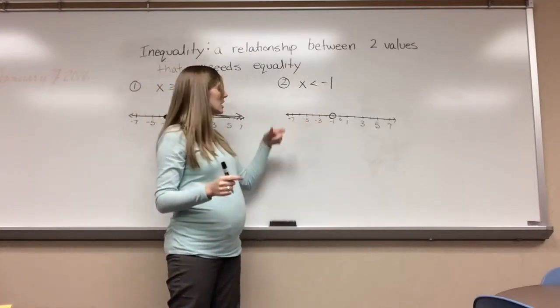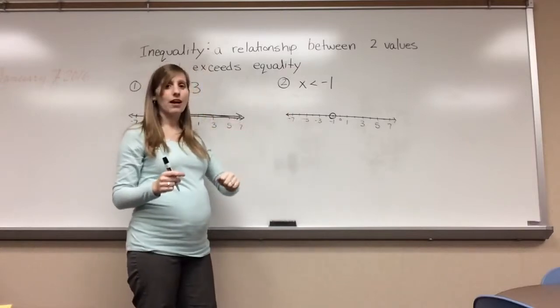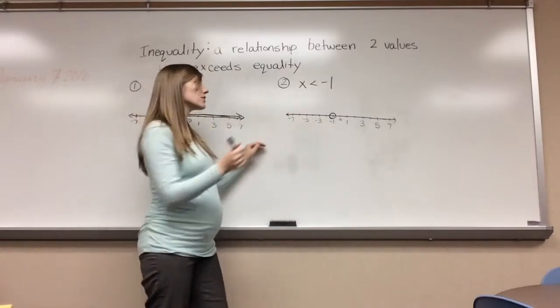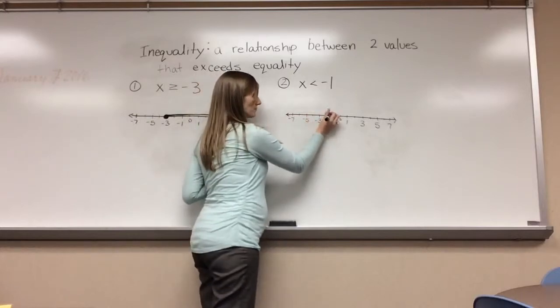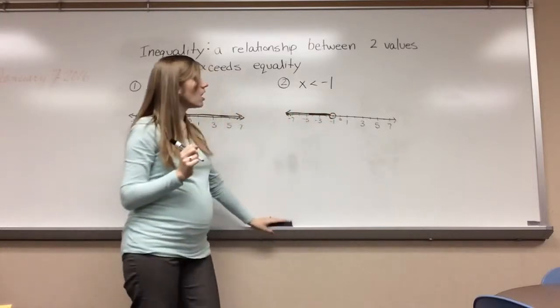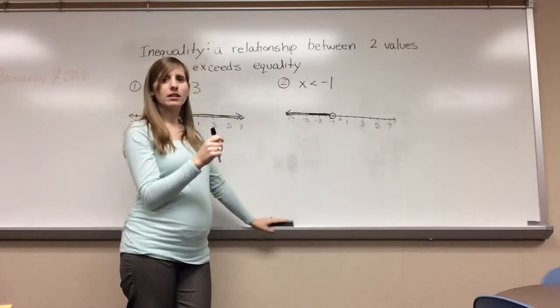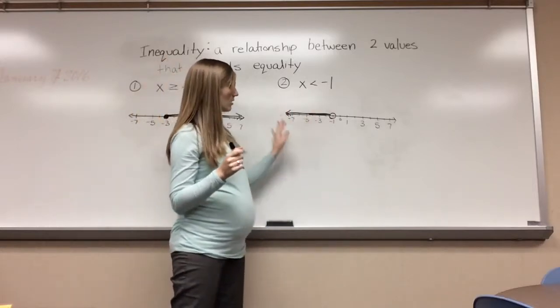-3 is smaller. Negative 6 is smaller. Negative 255 is smaller. Anything off to the left side is smaller than negative 1. So I'm going to go ahead and make a nice line here with an arrow going like this. All of those numbers are smaller than negative 1. So they're included. Okay?